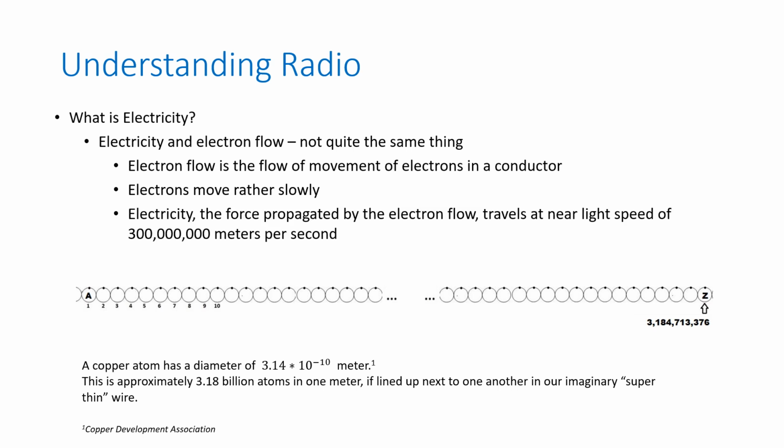The propagation of the force of the electron flow does travel at near light speed. The electrons aren't moving all that fast. And the best way to explain this, and I found this some time ago, I wish someone would have taught me this 50 years ago.